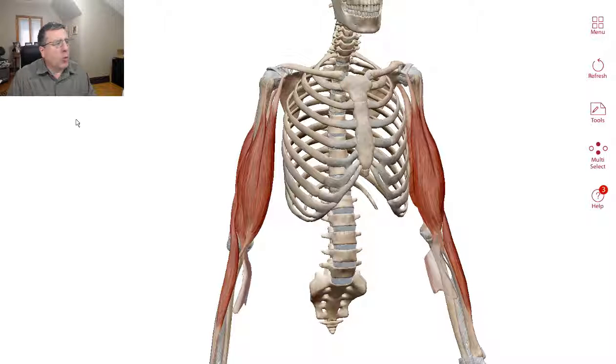Okay, when we're looking at this, Visible Body breaks down the biceps into a long head and short head. Okay, and I believe our objectives just says biceps brachii. So the course doesn't separate those out, but I'll point them out here so you can see what those differences are.